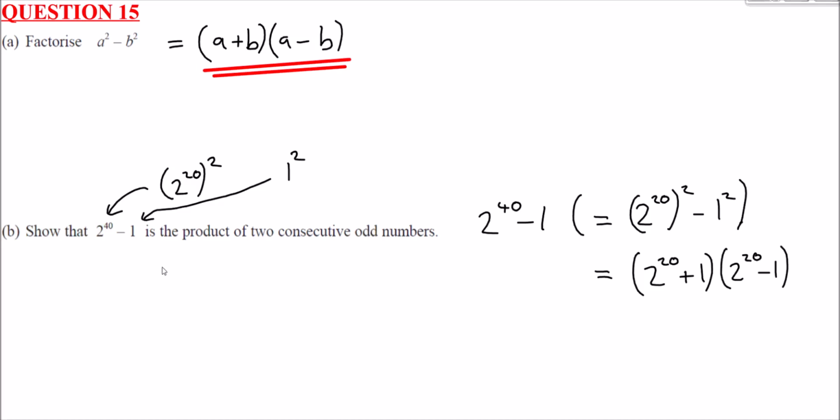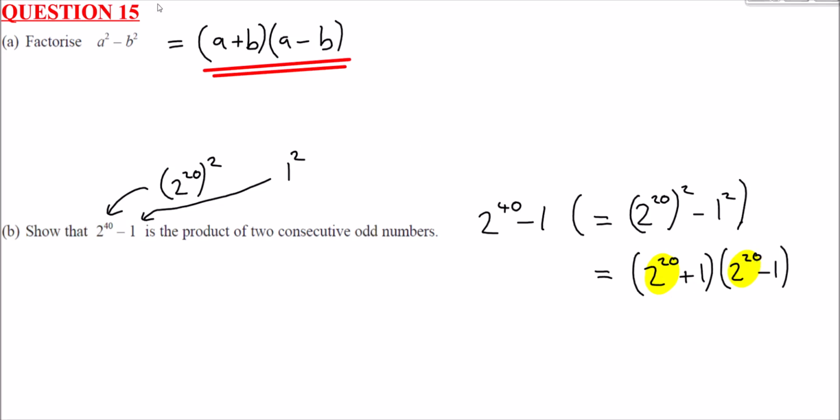The second step is then to actually evaluate what this means and show, using careful logic, that this is the product of two consecutive odd numbers. So 2 to the power 20 just means 2 times 2 times 2, and so on and so on. It's a multiple of 2, therefore by definition this is even. So 2 to the power 20 is even both times. 2 to the power 20 plus 1 is therefore 1 more than an even number, so this one is odd. 2 to the power 20 minus 1 is therefore 1 less than an even number, and if you take an even number and take 1 away from it, of course you're going to get an odd.